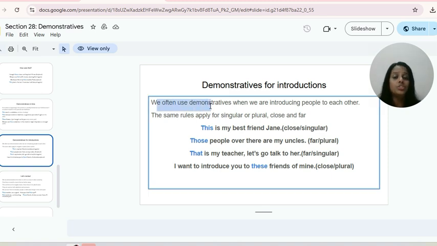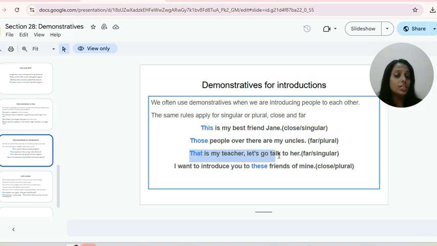We often use demonstratives when we are introducing people to each other. And the same rules apply for singular or plural, close and far. Say, for example, this is my best friend Jane. That means the person is standing very close to you and is a singular person. So you are just introducing them, saying, this is my best friend Jane. Those people over there are my uncles. Suppose many members are standing there and they are your relatives. Then you have to say, those people over there are my uncles, because far and plural.